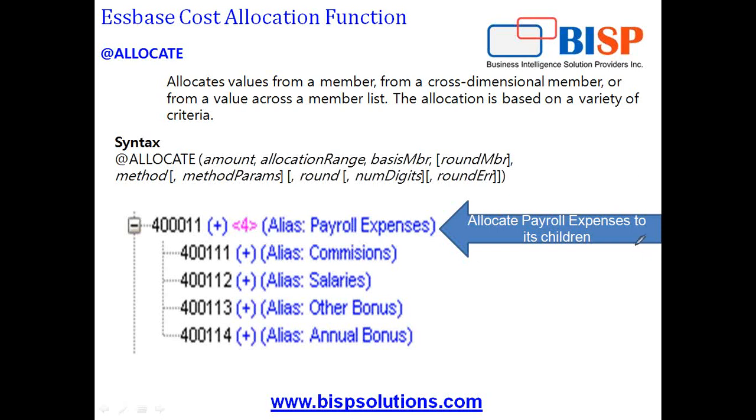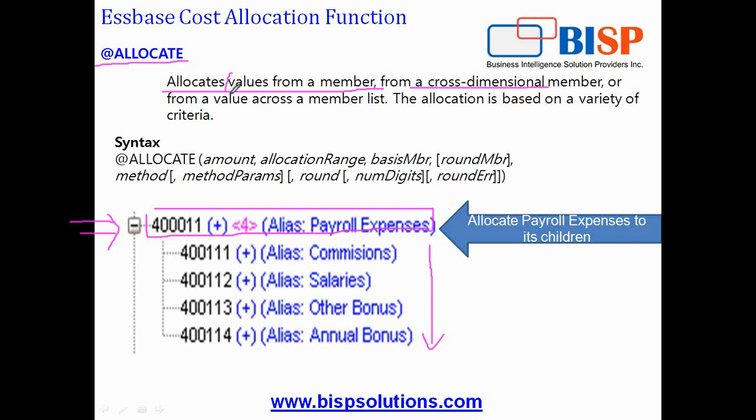example of how allocation works. We'll talk about three kinds of allocation: proportional, linear and percent based allocation. This is fairly simple. According to the allocation rules or definition, allocate values from a member or cross dimension member. In our example we are going to allocate payroll expenses to all the children. The down arrow represents the allocation, where you input a value to the parent and it cascades down to all the children. So my payroll expense in turn cascades down to commissions, salaries, other bonus and annual bonus.